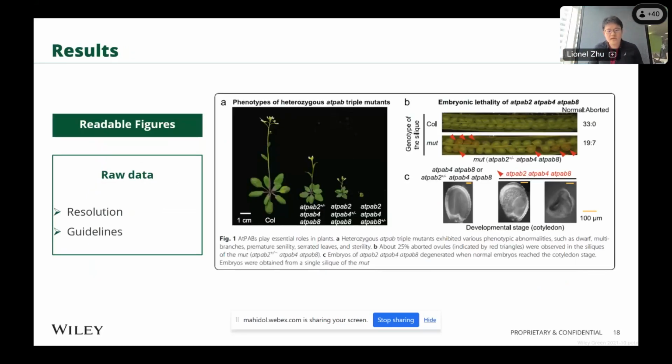And regarding the figures and tables, the quality of the figures and the tables significantly reflects the ability of the researchers, how they can handle the data. So we do have a very strict check on the figures. This kind of quality check is what we do after acceptance.